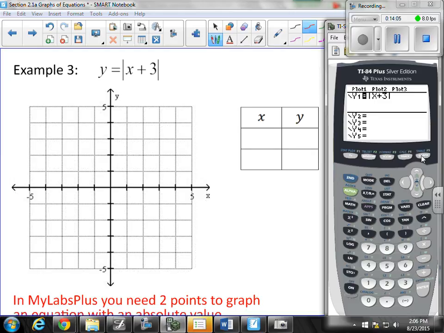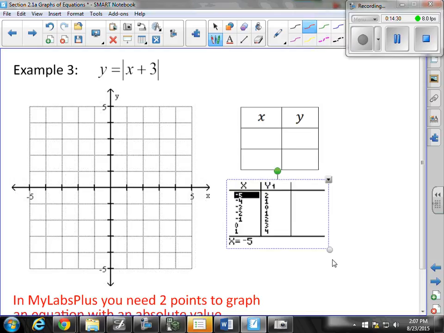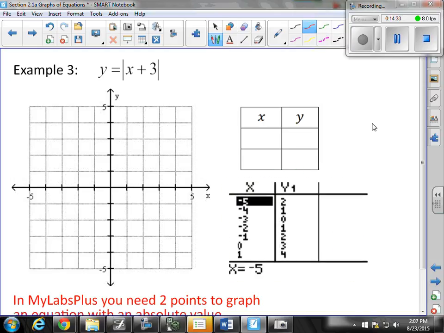I'm going to graph it just so that we can see the shape. It is a V shape. And then I'm going to do second graph so I can get my table of values. And again, I'm looking for that lowest Y value. So these look like they're decreasing as I'm going up. I'm going to hit up again until I find the lowest Y value. Okay, so once I have that lowest Y value and a couple of values around it, those are the points that I'm going to need to use to graph. So my lowest Y value looks to be at 0. I am going to use that point and one other point.